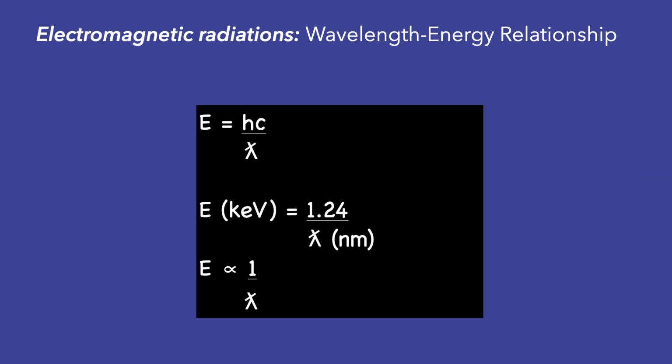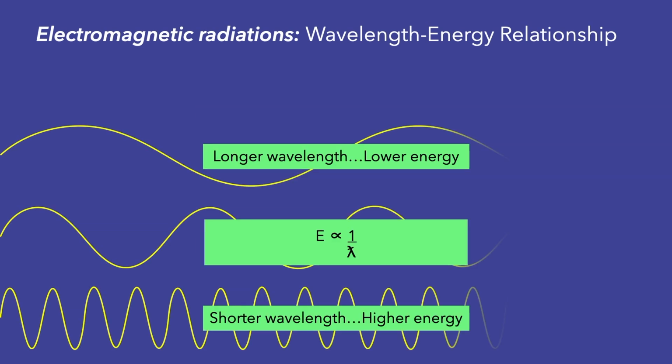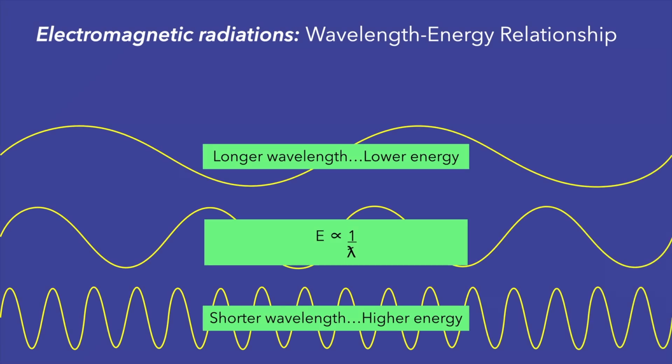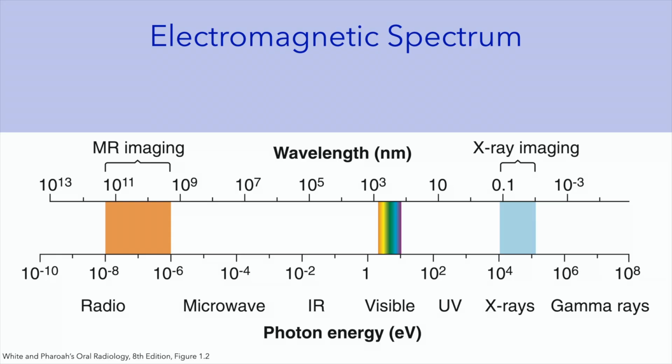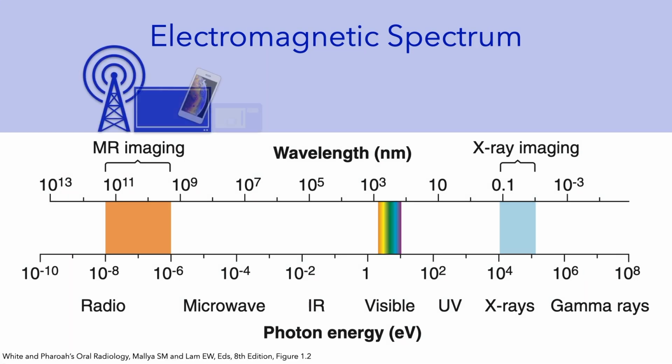The relationship between energy and wavelength is straightforward. Energy is inversely proportional to the wavelength. Thus, electromagnetic radiations with longer wavelength have lower energy, and radiations with shorter wavelength have higher energy. The electromagnetic spectrum comprises radiations with differing wavelength and energy. Note that in daily life, we encounter many radiations in the lower energy end of the spectrum. This includes communication waves, televisions, cell phones and other wireless devices, microphones, and airport screening.